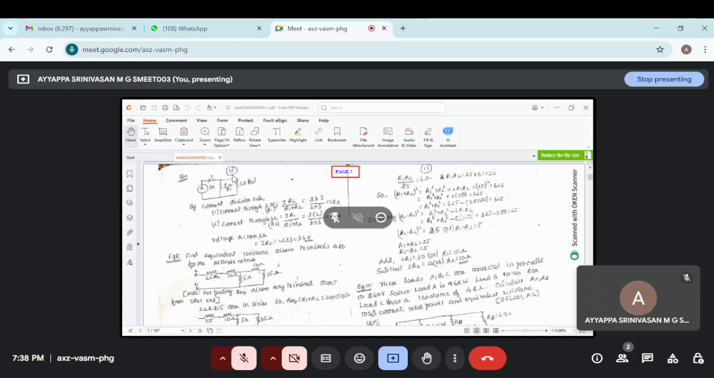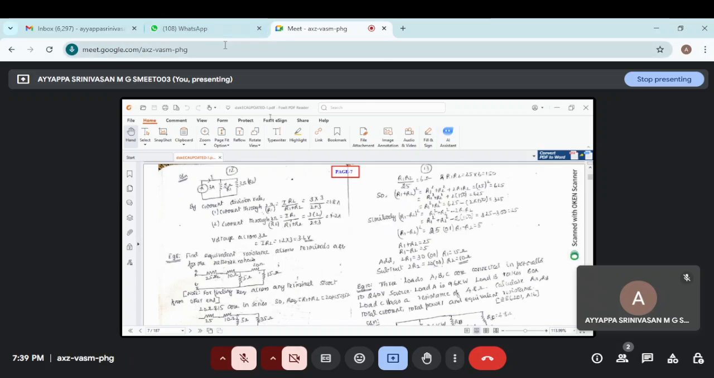Then the current through 3 ohm, which is R2, is given by I R1, 3 into 2, 6 by 2 plus 3, 5. 6 by 5, 1.2 ampere. So if you add 1.8 and 1.2, you can find the equivalent current is again 3 ampere in total.